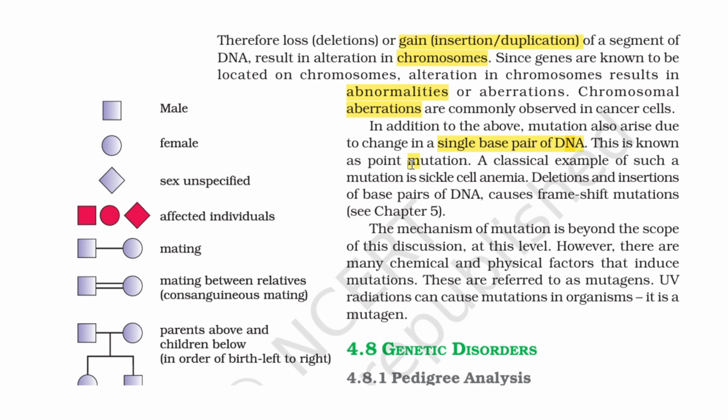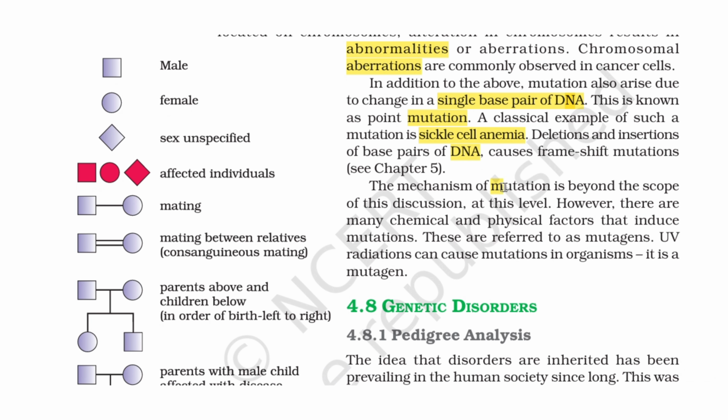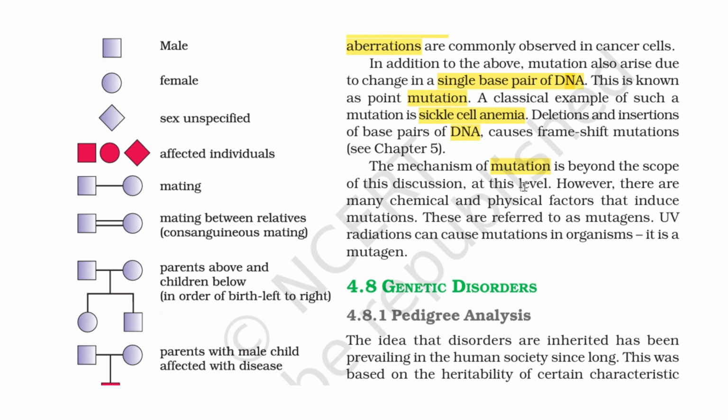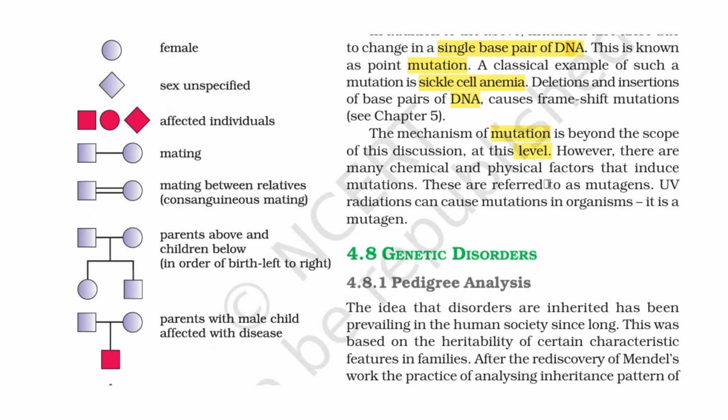In addition to the above, mutation also arises due to change in a single base pair of DNA. This is known as point mutation. A classical example of such a mutation is sickle cell anemia. Deletions and insertions of base pairs of DNA cause frameshift mutations, see Chapter 5.